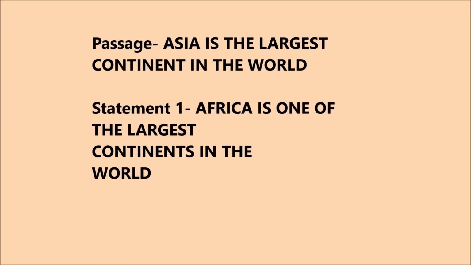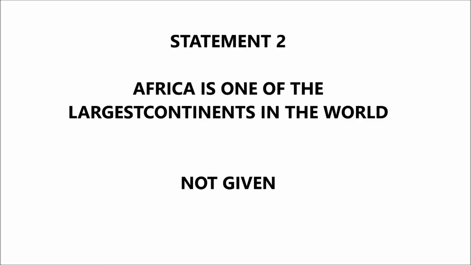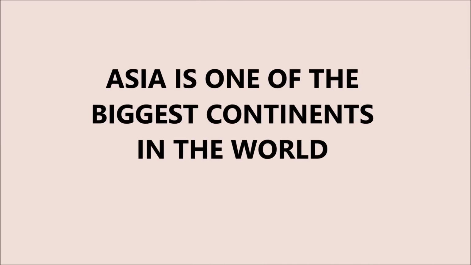We clearly see that there is no information given about Africa in the passage, which talks only about Asia at this point in time. So even though we know that the statement given is correct, that Africa is one of the larger continents in the world, which is true because it's the second largest one, we will not go by that information which we already have. We will check it in the passage. So here in the passage, Africa is not there. Hence, the answer will be not given. It's very clear.